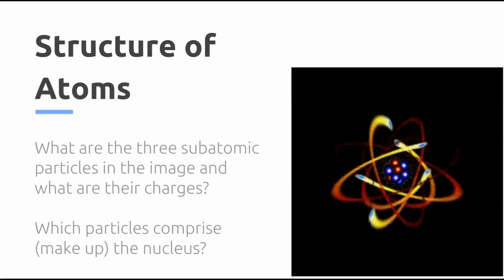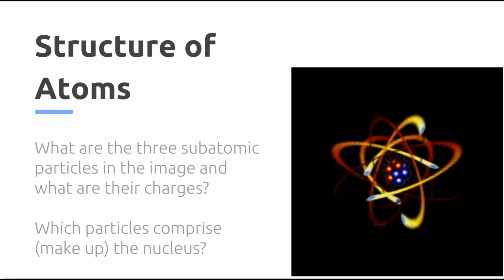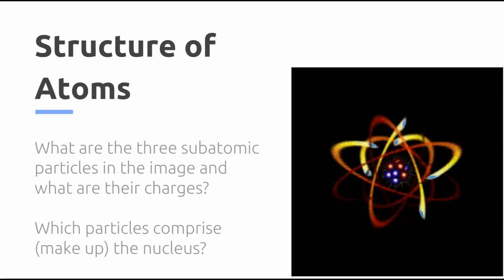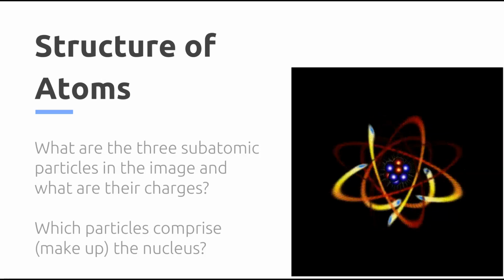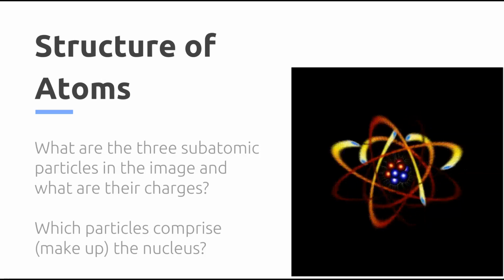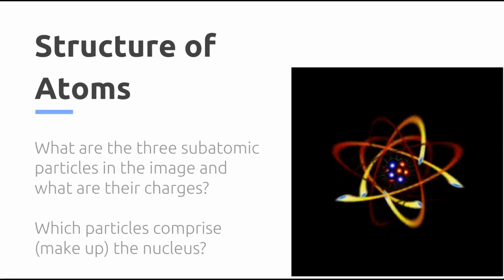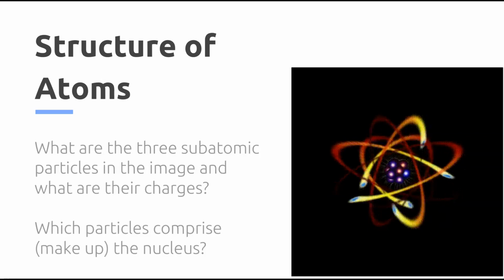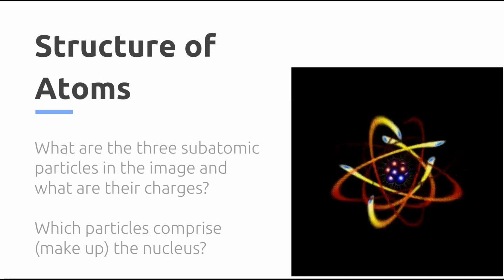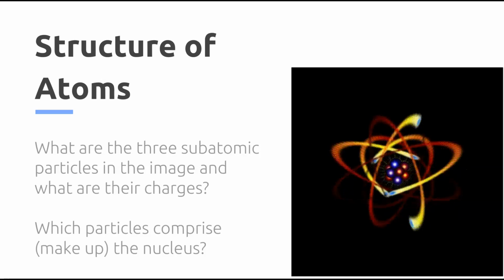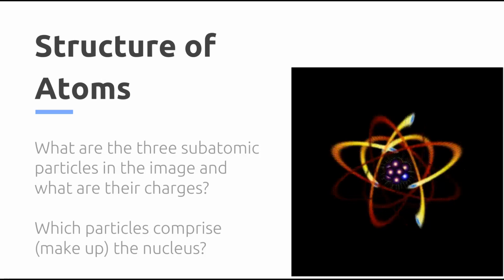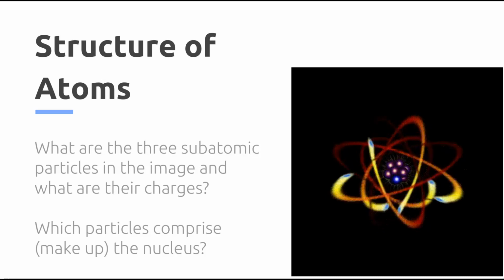So I used this image or this animation because I want to show you that there are particles orbiting as part of an atom, and they are orbiting around what we call the nucleus. So take a minute and think about what the three subatomic particles are in the image and what their charges might be.